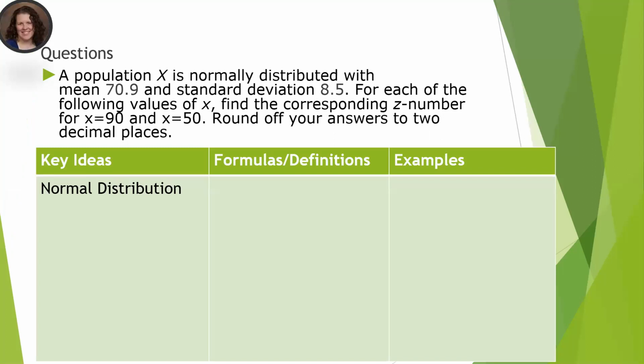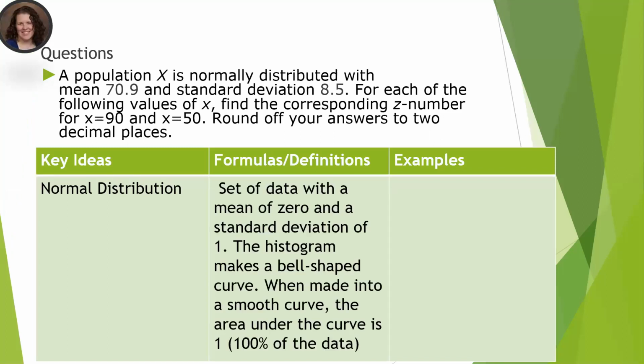First, you need to know what is the normal distribution. So if you have a set of data, the idea is that the normal distribution has a mean of 0 and a standard deviation of 1. So if you're going to look at a histogram, you want a histogram that has a bell-shaped curve, and when you make it into a smooth curve, the area under the curve is 1 or 100%. So the probability, when you're talking about the standard normal curve, is going to be somewhere between 0 and 1 because you're looking at 0 and 100%.